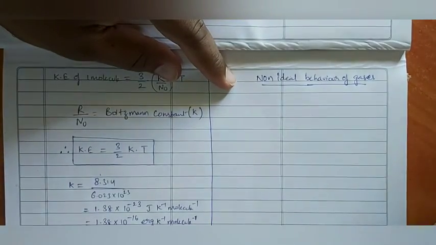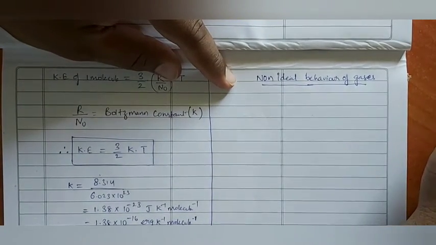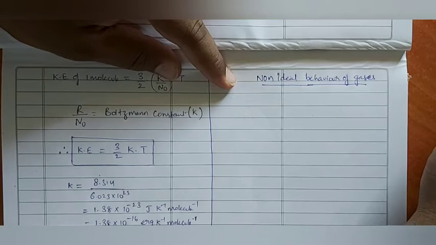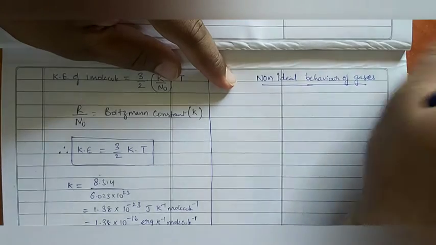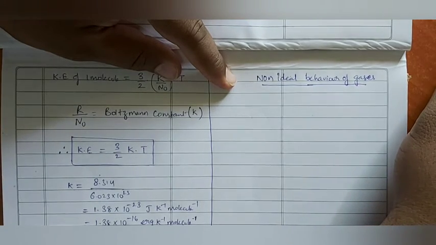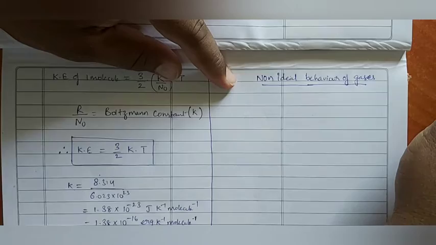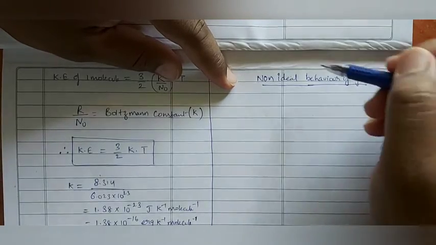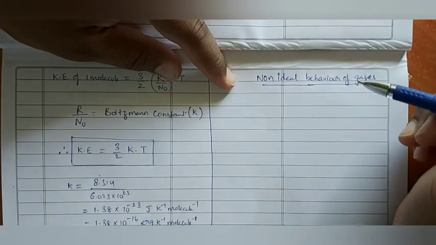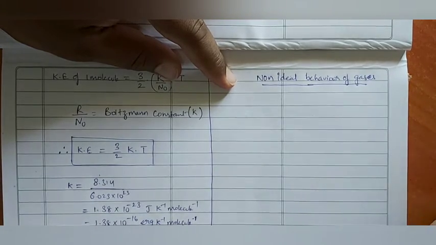What is meant by non-ideal behavior? All the gases which are present in nature are not ideal. They are all real gases. Then we are going to discuss what about their nature with respect to idealness. Already we found the ideal gas equation, PV is equal to nRT. Then what about these gases? Are they obeying idealness or not? We want to check that.